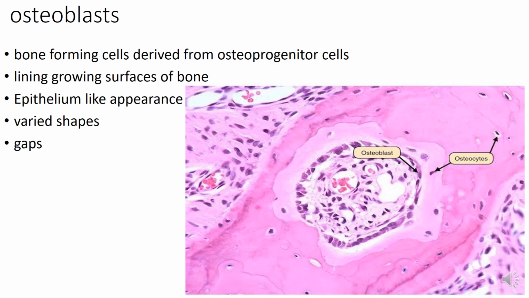Second type of cells is the osteoblast. Osteoblast are the bone forming cells. So they line the growing surfaces of bone. In this picture you can see that it has got an epithelium like appearance. Osteoblast has got epithelium like appearance, but if we look closely we can see that they are of varied appearances. Each cell is of varying shape and there are gaps in between them. So it's not at all like epithelium, because it has got varied shapes and there are gaps in between.